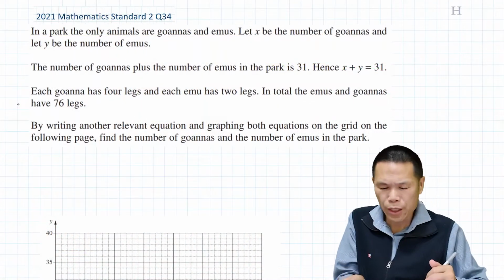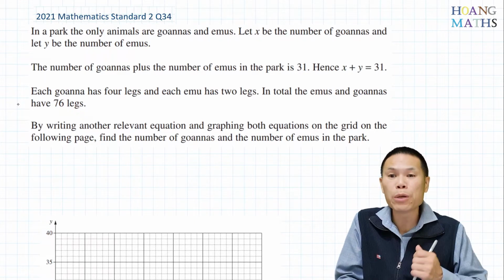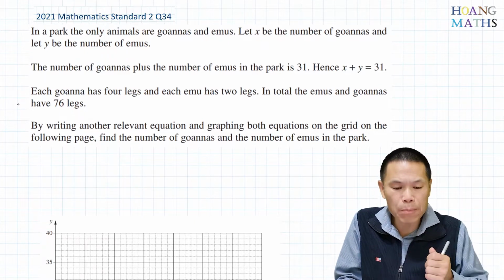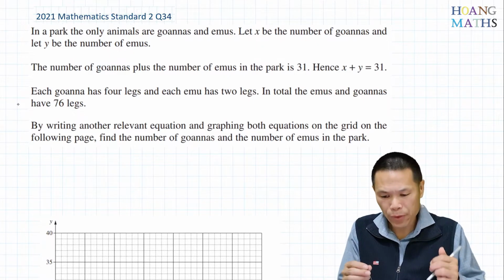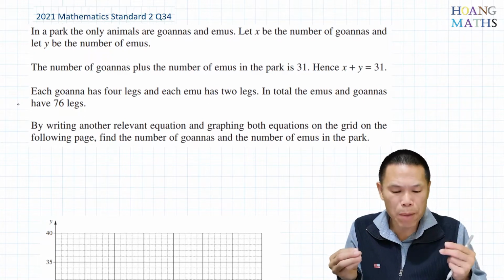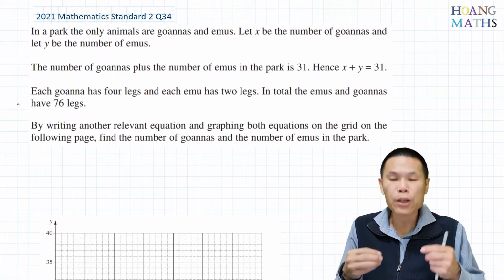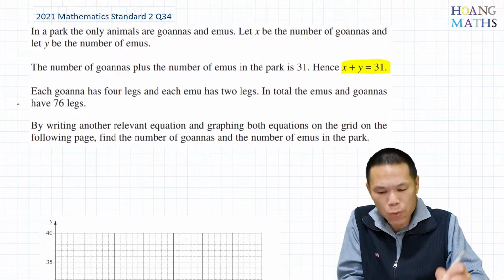First one. In a park, the only animals are goannas and emus. Let x be the number of goannas and y be the number of emus. The number of goannas plus the number of emus in the park is 31. Hence, x plus y is equal to 31.